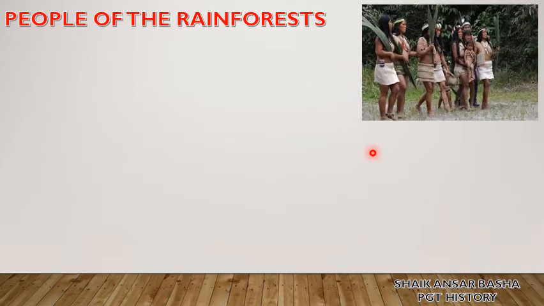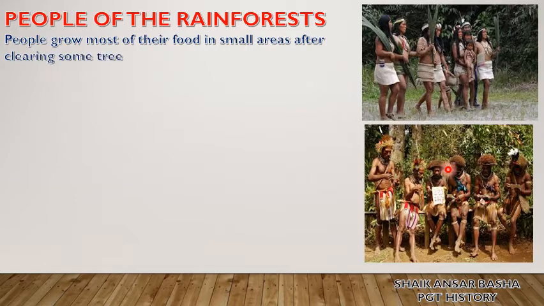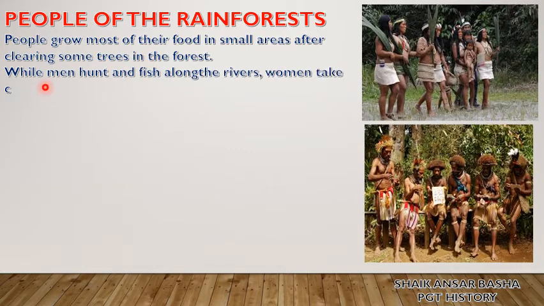People of the rainforest. They are mostly tribal people, and their dress and costume are completely different, and they wear animal skin. People grow most of their food in small areas after clearing some trees in the forest. They clear the trees, and only then do they cultivate by adopting slash and burn agriculture. While men hunt and fish along the river, women take care of the crops.